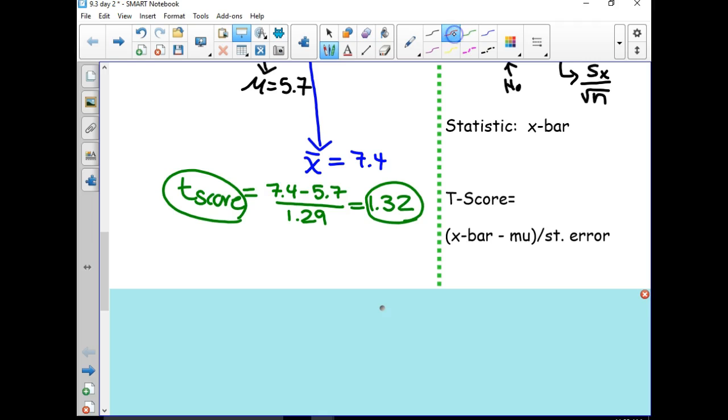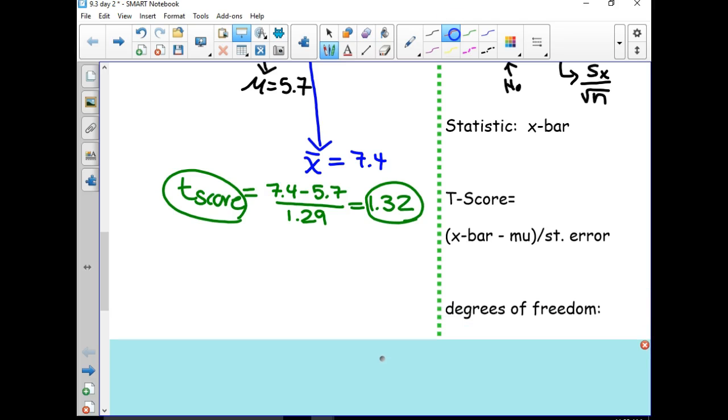Now, instead of finding a p-value next, we're going to find the critical value. We're not going to find a p-value this time. We're going to find a critical value. And how we do that is we first need to find our degrees of freedom. Our degrees of freedom are still the same that they've always been: n minus 1. So my df, my degrees of freedom, is going to be 5 minus 1, which is equal to 4.